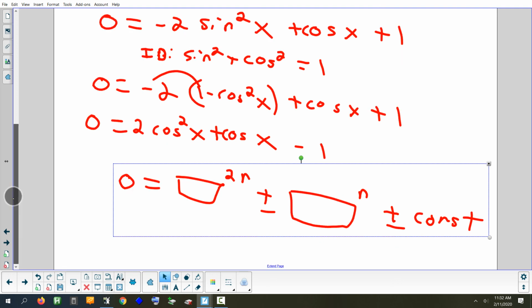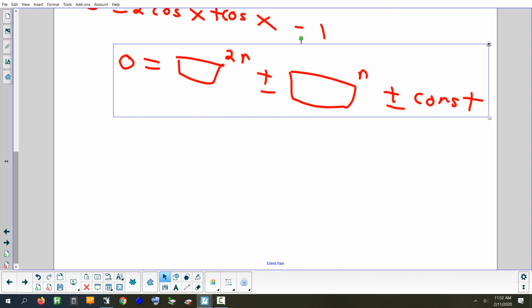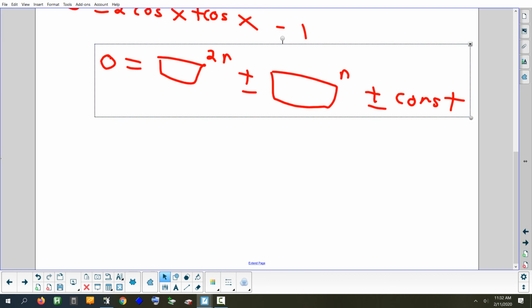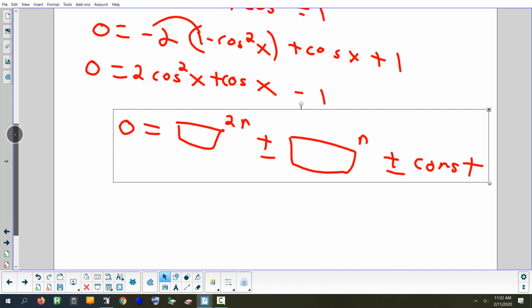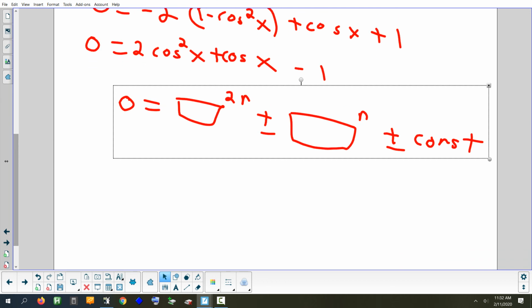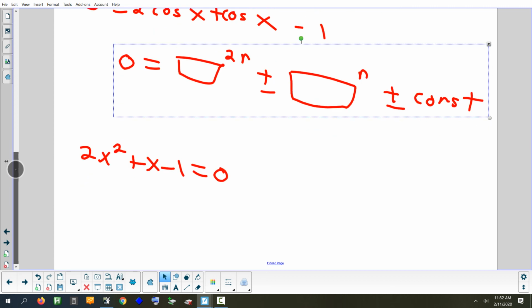Great. So let's look at it and see if it's factorable. For me, sometimes it's easier to just think of this and see if I can factor that. So I'm going to do this one trying to factor it like that, and if I can do it, I'll change my x's back to cosines in the end.